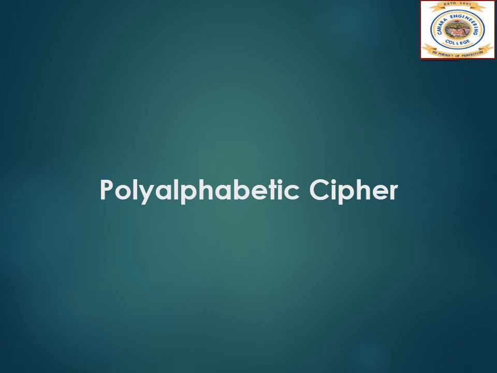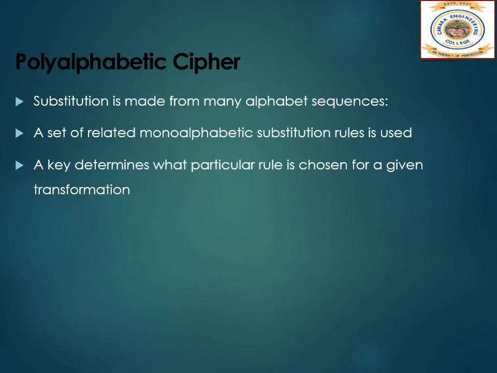Another way to improve on the simple monoalphabetic technique is to use different monoalphabetic substitutions as one proceeds through the plain text. The general name for this approach is a polyalphabetic substitution cipher. In a polyalphabetic cipher, substitution is made from many alphabet sequences. A set of related monoalphabetic substitution rules is used. A key determines which particular rule is chosen for a given transformation.